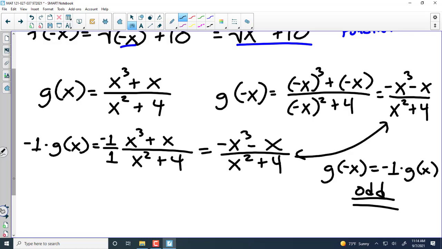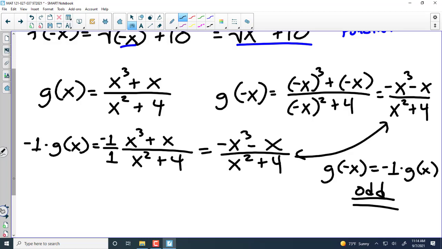Because what's the rule for odd? The rule for odd is simply this. Plugging in a negative x for every x has the exact same impact as though you multiply the entire function by negative 1. And the way you multiply the entire fraction by negative 1 is you multiply the top by negative 1 and the bottom by 1, because that's the number negative 1.